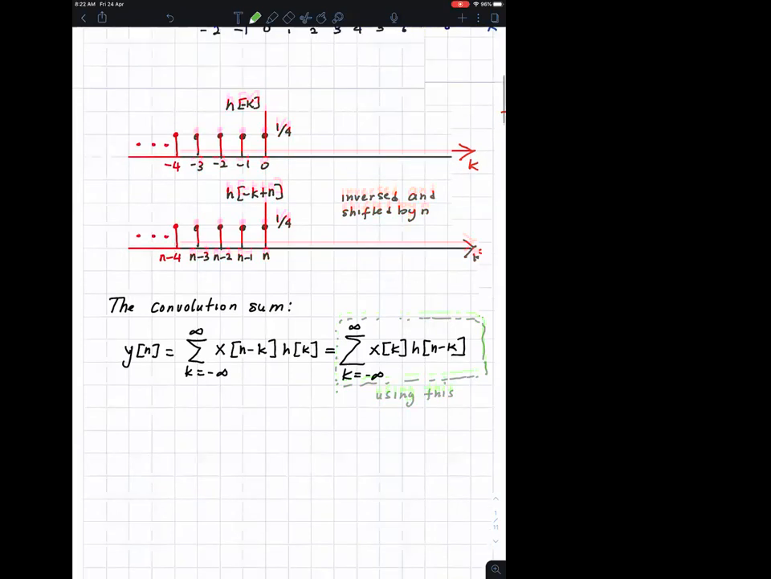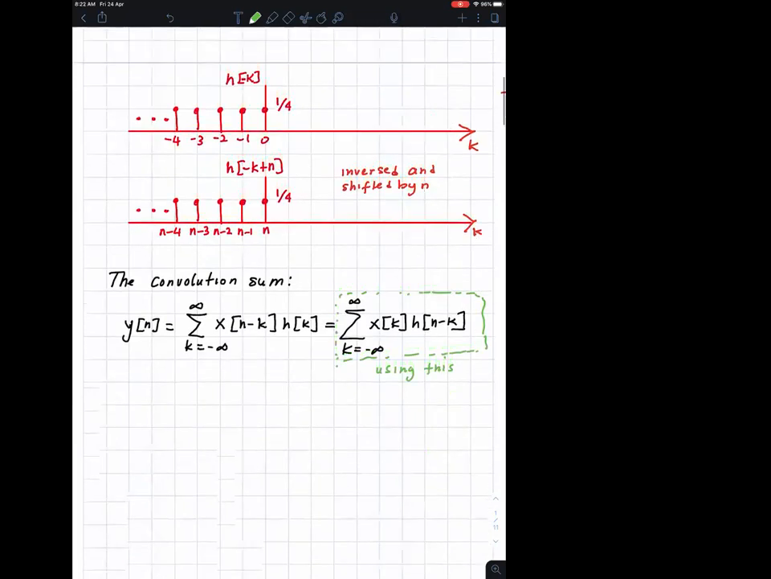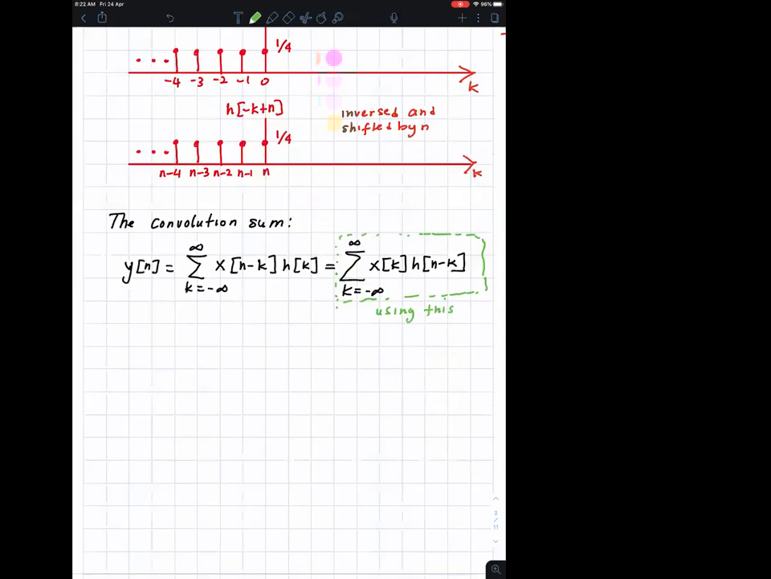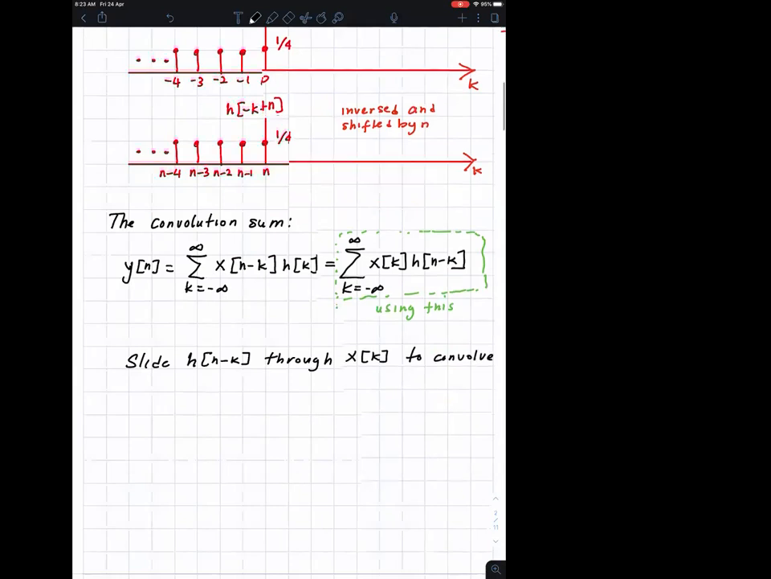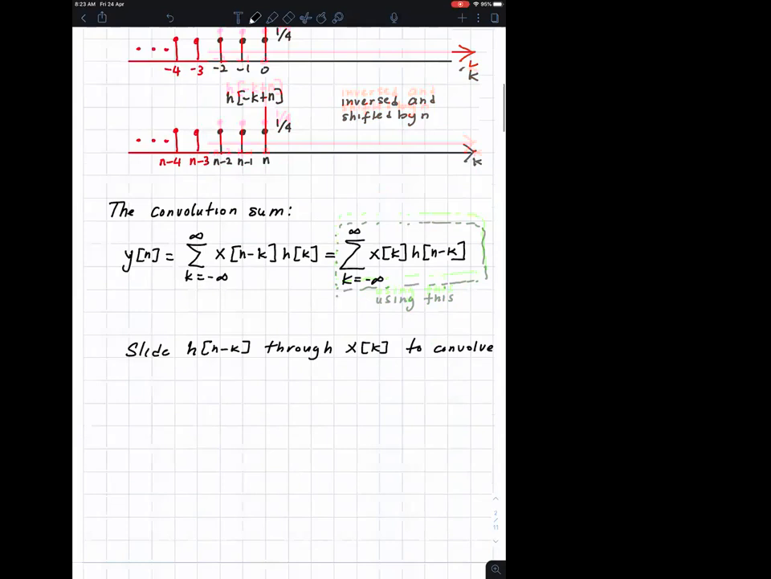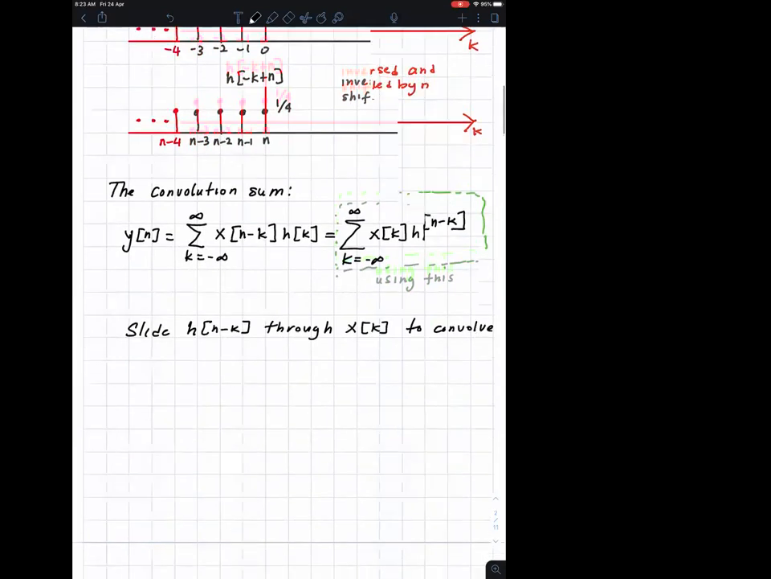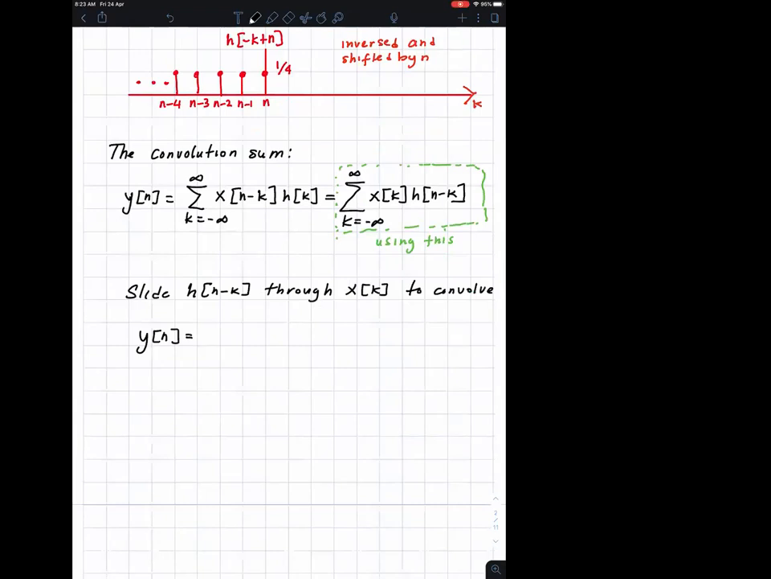So now you have the signals plotted. Now what you're going to do is slide h[n minus k] through x[k] to convolve. So I'm going to use the same formula, but I'm going to use the one highlighted in green.